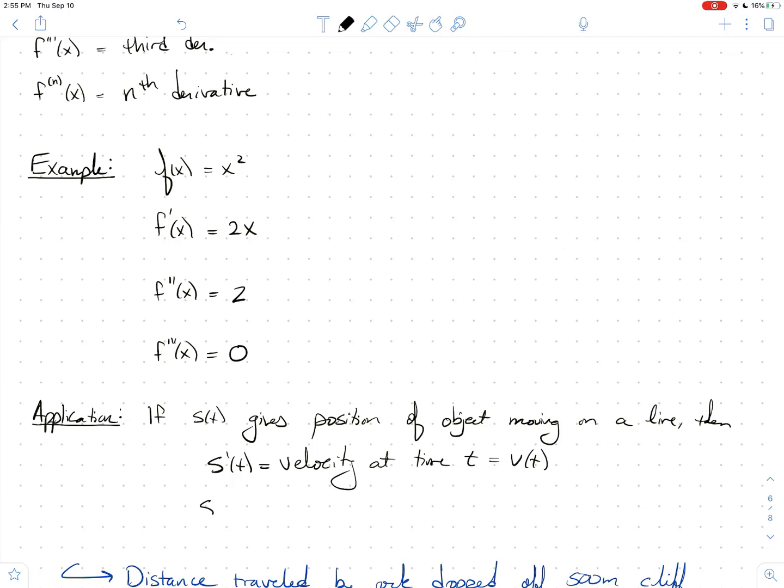And the second derivative, s double prime, which of course is v prime of t, the derivative of the velocity, is the acceleration at time t. So that's pretty cool. You can see that second derivative having meaning. The function tells you where you are at a given time. The derivative tells you your velocity at that point in time, and the second derivative tells you your acceleration at that point in time.